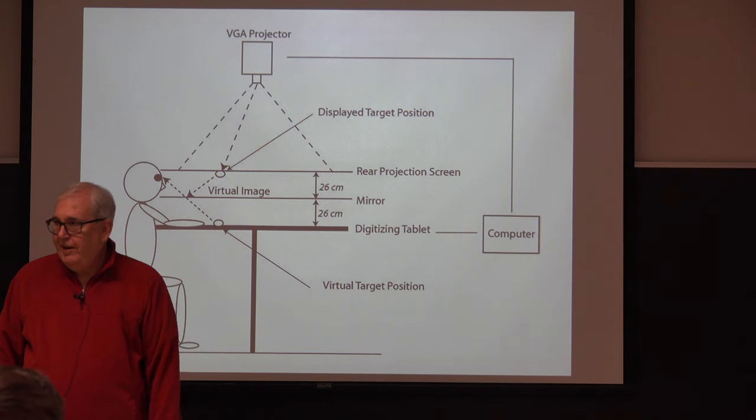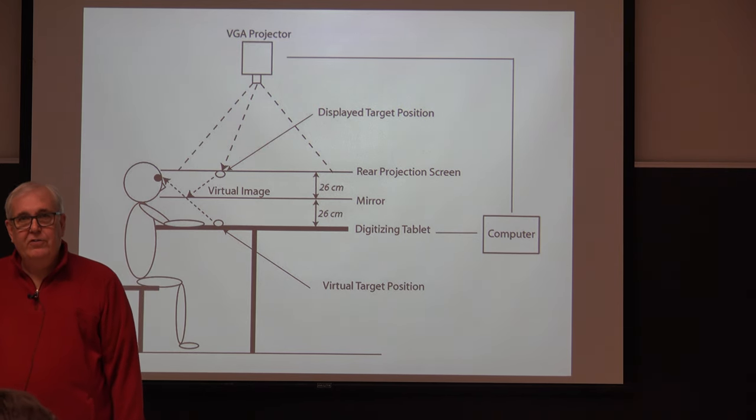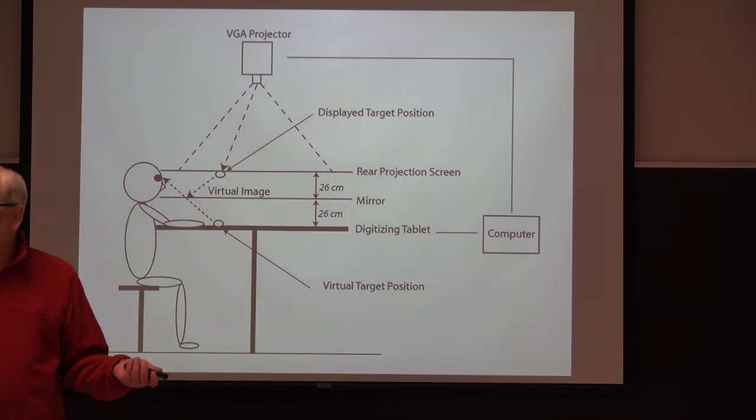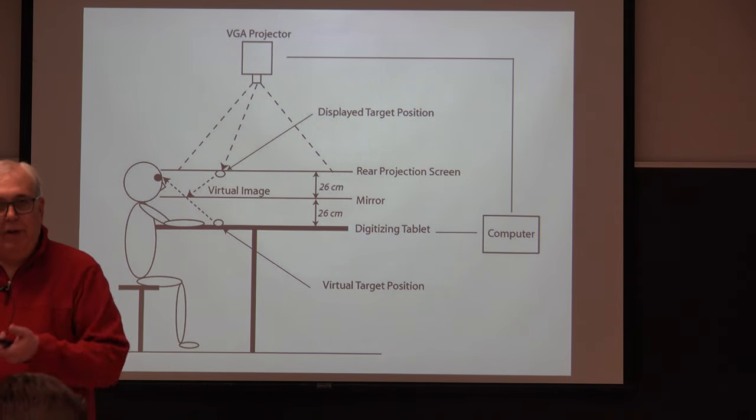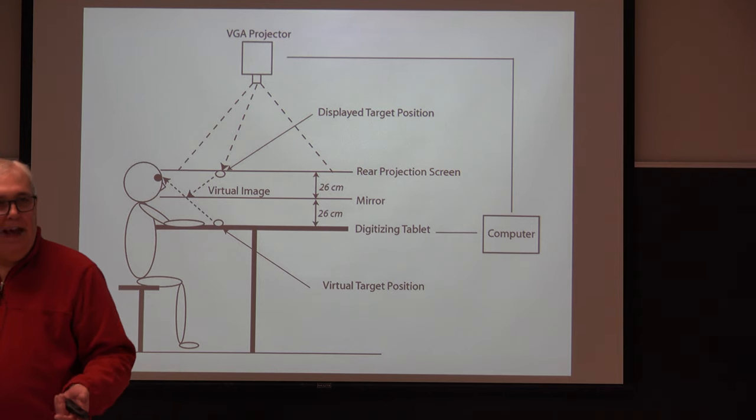So what does this tell us? What this tells us is that we have a map, a haptic map of where things are in space and how to get to them.